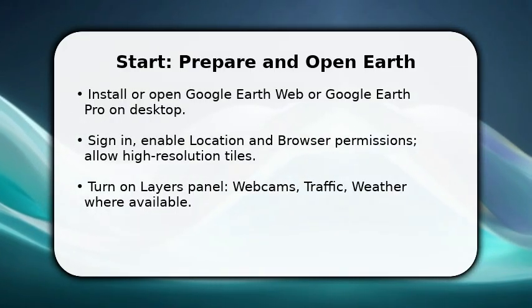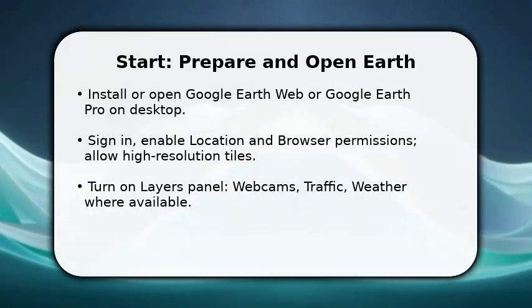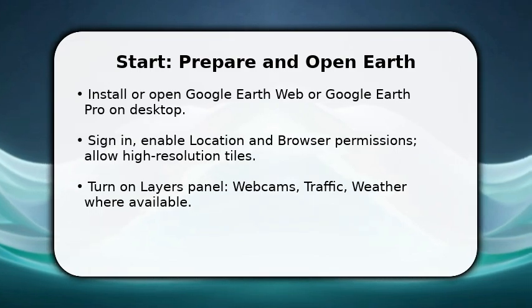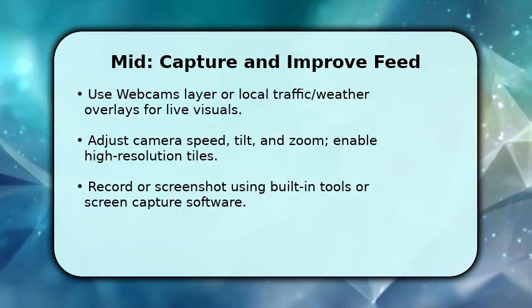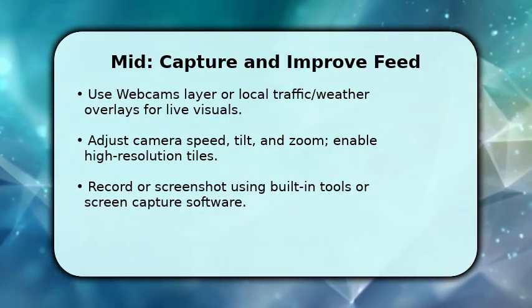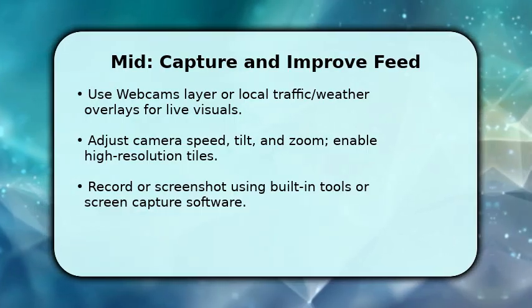Make sure your internet is stable and set the map to satellite view. Now zoom to the area you want and lock the camera for the next steps. Once you have the area framed, focus on sources that refresh frequently. Toggle webcams for direct feed windows or enable traffic, and weather overlays for near-live changes.